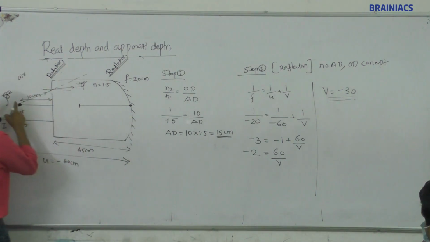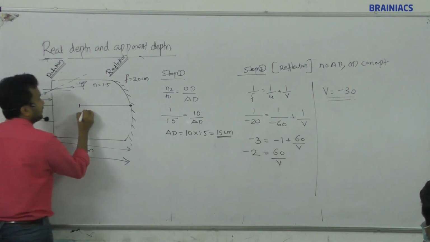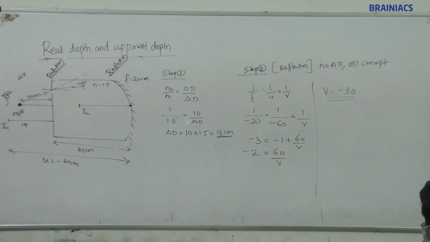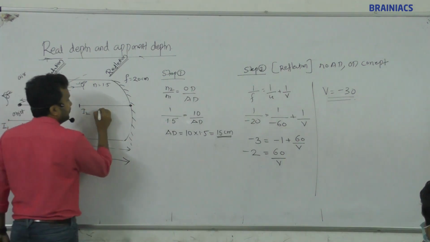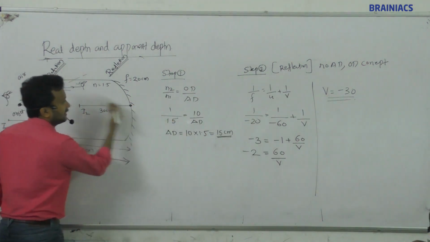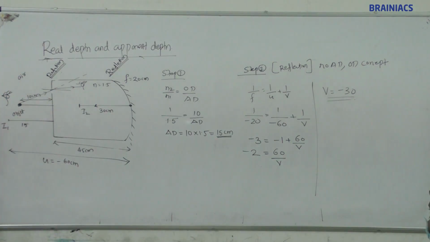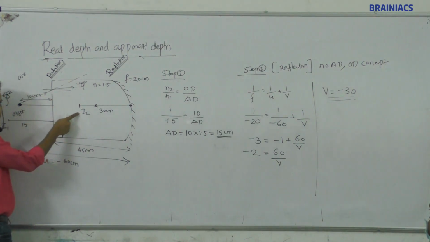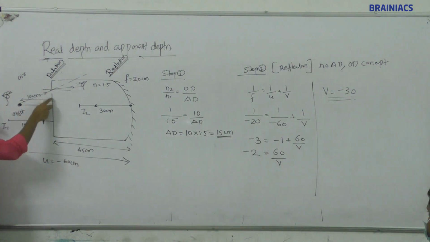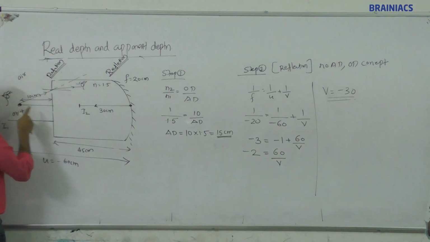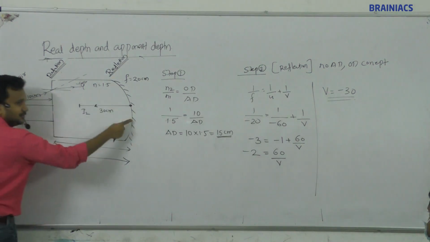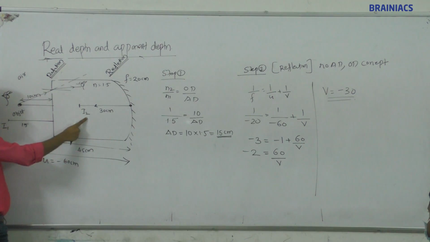So now this is the first object, first image. Now this is the second image, I2, of how much? 30 centimeter. Minus means left side. Now here I have considered this. Now this is the image. This image will act as an object again for this interface. This image is an object for this mirror, and this will create an image I2.